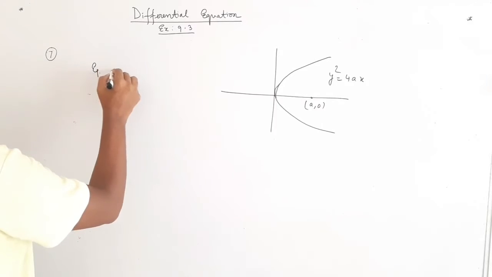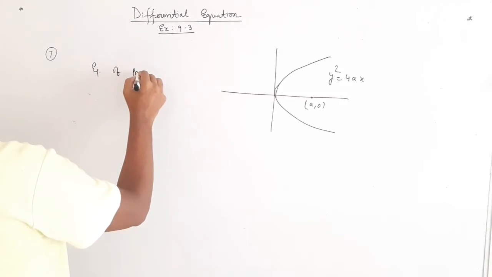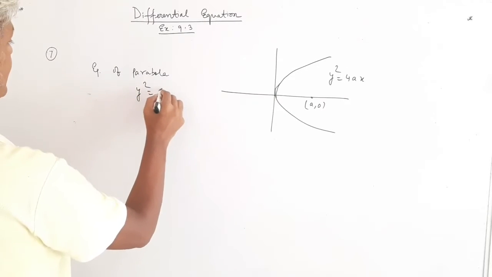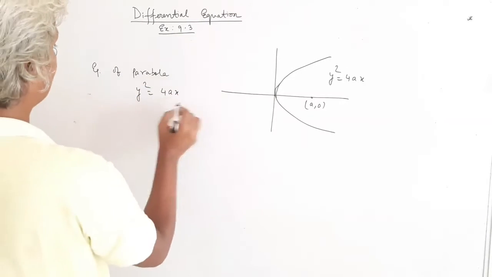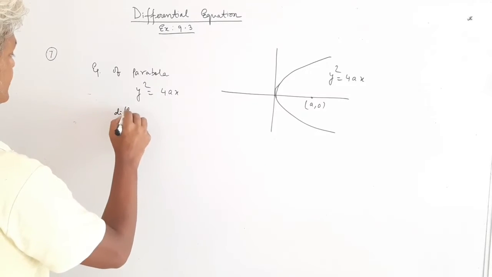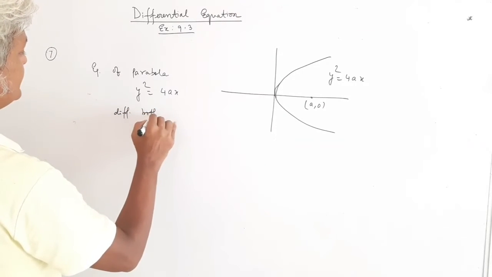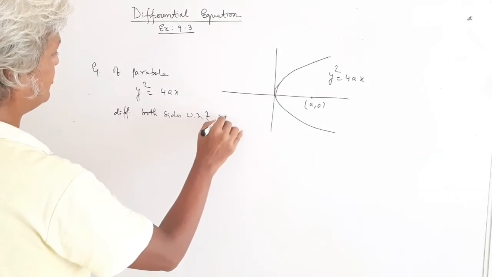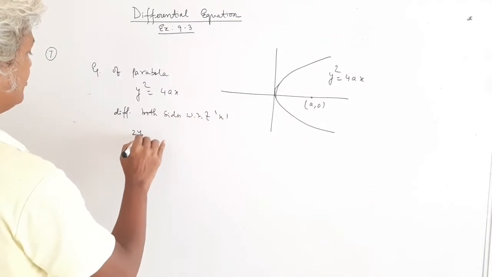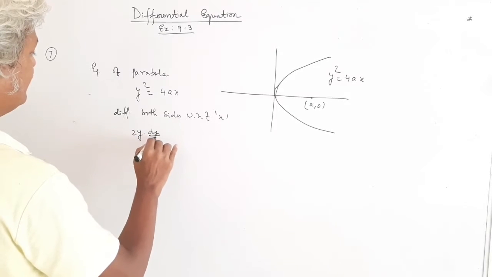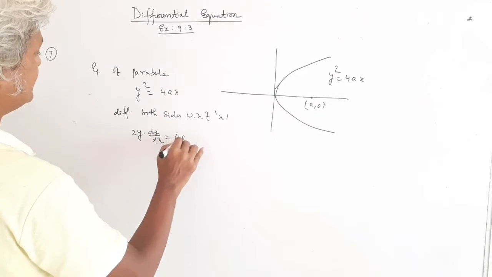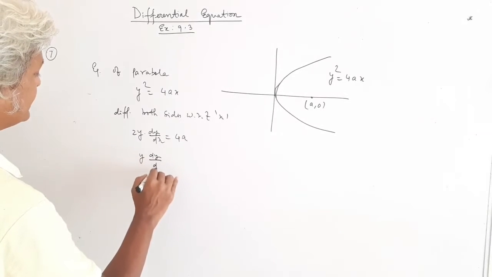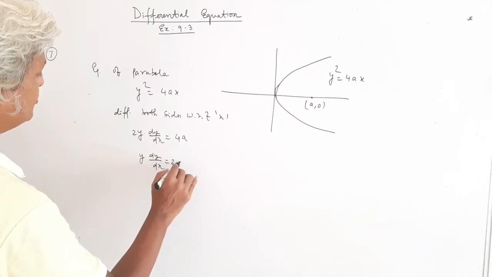So equation of parabola is y² = 4ax. Now differentiate it. So differentiating both sides with respect to x, we get 2y dy/dx = 4a. It means y dy/dx is 2a.